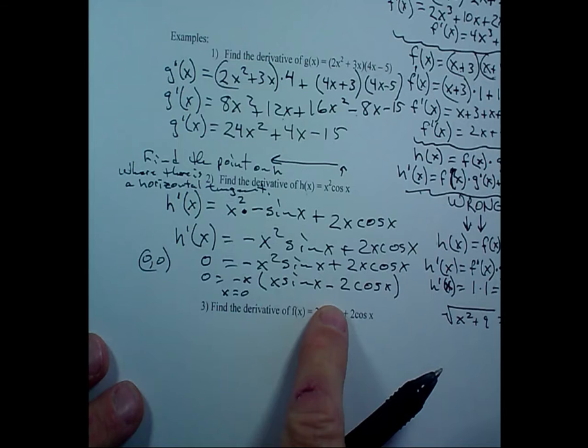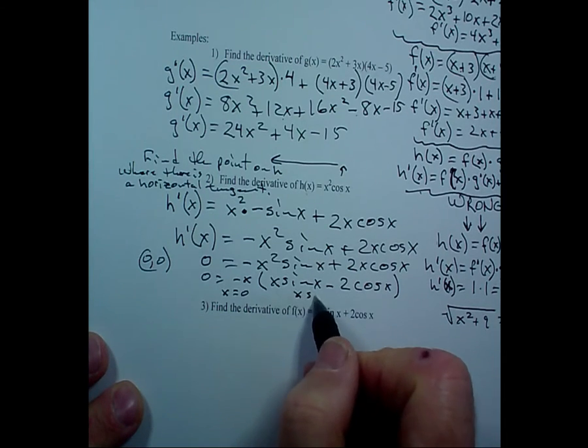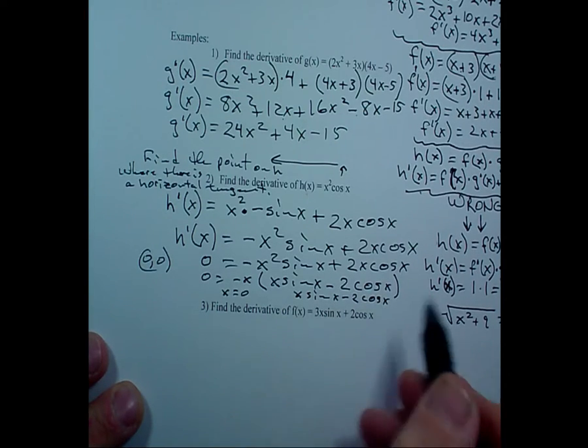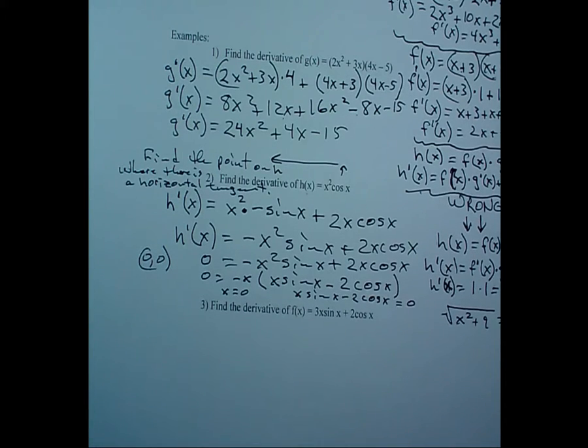Don't I have to make that equal to 0? So I got x sine of x minus 2 cosine of x equals 0. How would you solve that? It's hard, isn't it? I'd go to the machine.